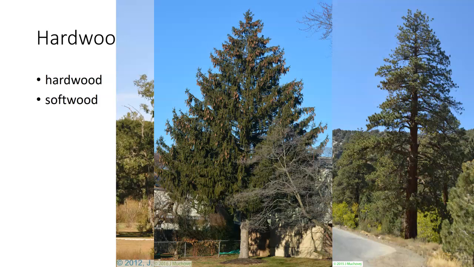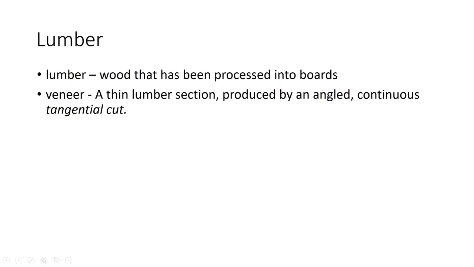Softwood comes from a gymnosperm. Hardwood comes from a dicot. It really doesn't go back to whether or not there's any real difference in the density of the wood. Let's look at wood uses. Lumber. By definition, lumber is wood that has been processed into boards.